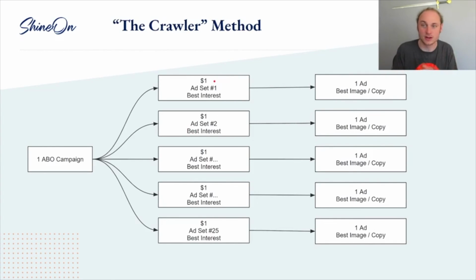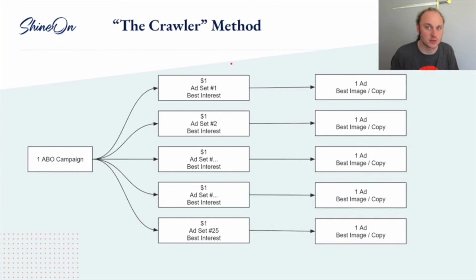I know one seller in particular, a huge seller, that uses this testing method to this day. So it's 25 $1 ad sets. You run each of these ad sets to your best interest, and you're going to use your best ad and image on each of these particular ad sets. So again, this one's called the crawler method, ad set budget optimization, 25 $1 ad sets. Your total budget is going to be $25 per day.